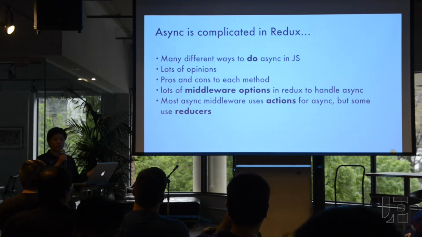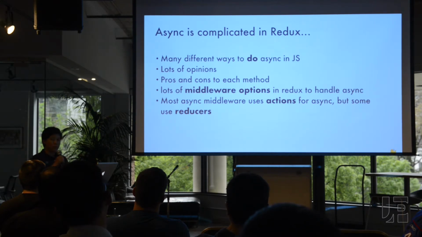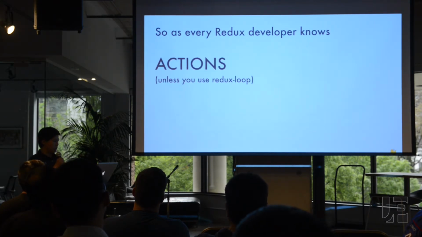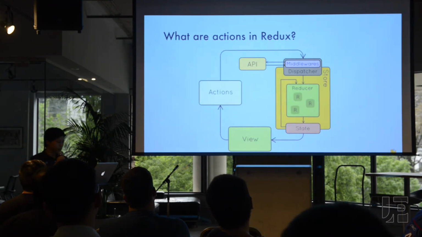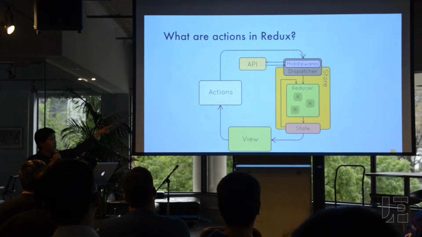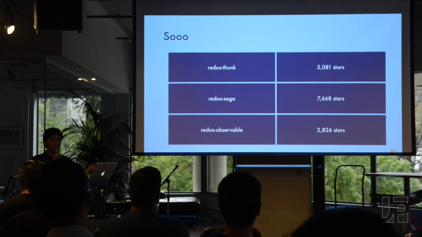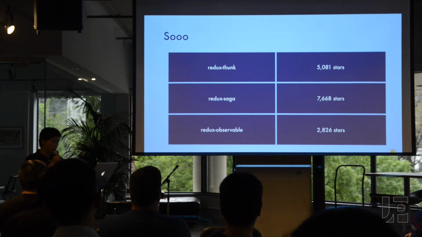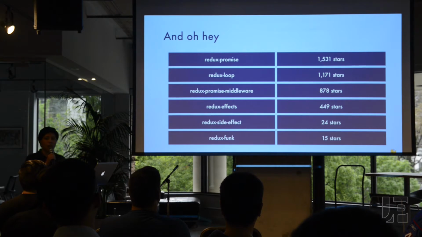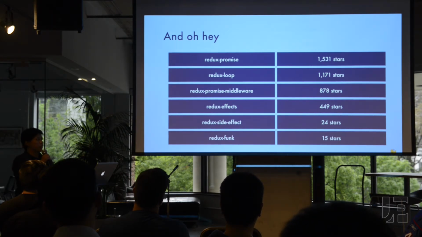Redux uses middleware to handle async, and there's many different middleware options. As every Redux developer knows, you usually handle your async stuff in your actions, unless you're using Redux Loop, which I'm not going to talk about for this talk. So again, just back to the diagram, here are your actions. And here's the different middlewares you can use. I'm going to cover the top 3, which is Redux Thunk, Redux Saga, and Redux Observable. But just be aware that there are many, many others. I'm not going to talk about them. I'm just going to focus on the top 3.